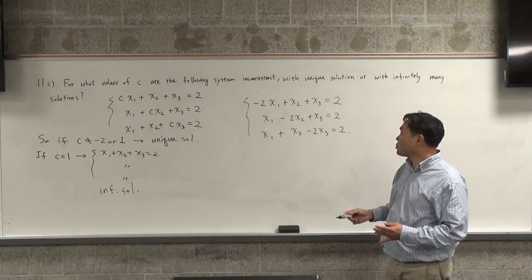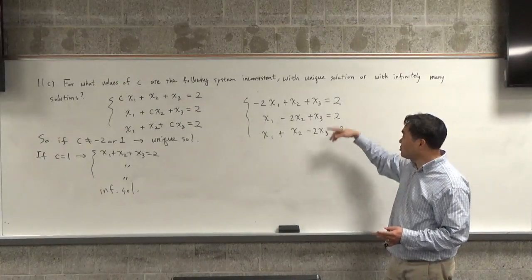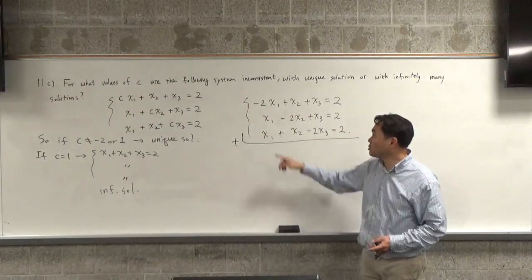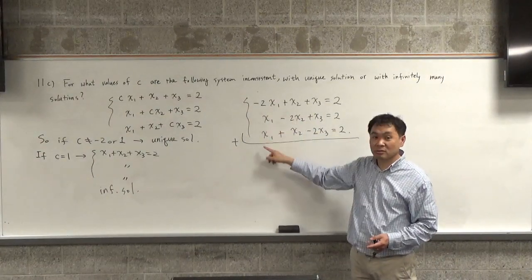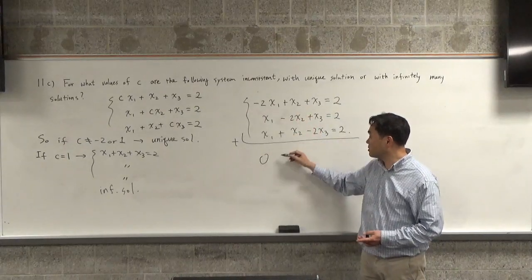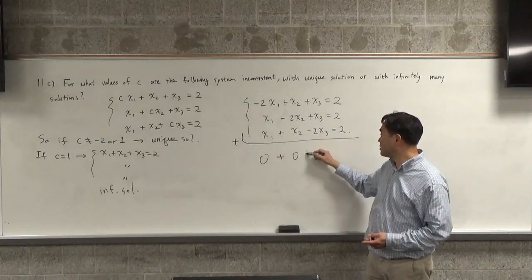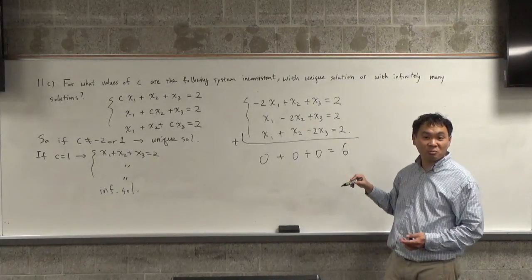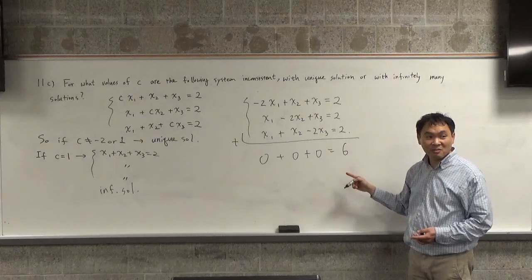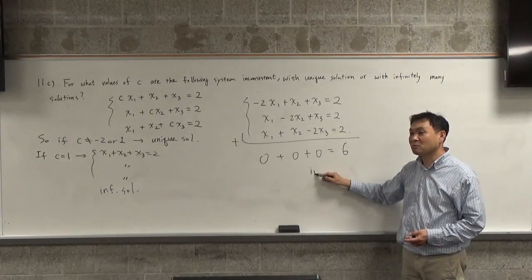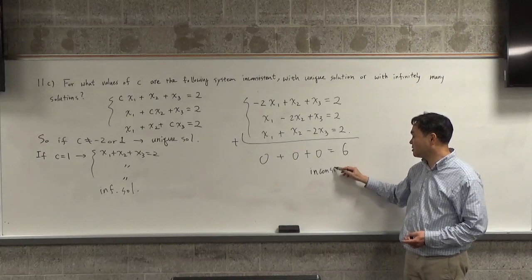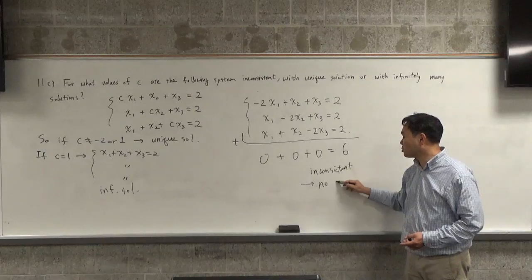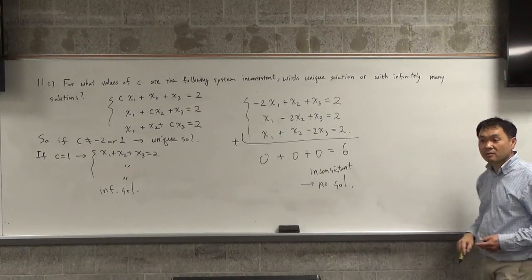Or another quick way, just for this case, you see the symmetry, so think about what happens if you add up everything. What do you get? 0. 0. 0. 0. On the left side, 0, and on the right side, 2 plus 2 plus 2 is 6. So what does this mean? Inconsistent. Yeah. It's impossible. So in this case, there will be no solution. That's how I do it.